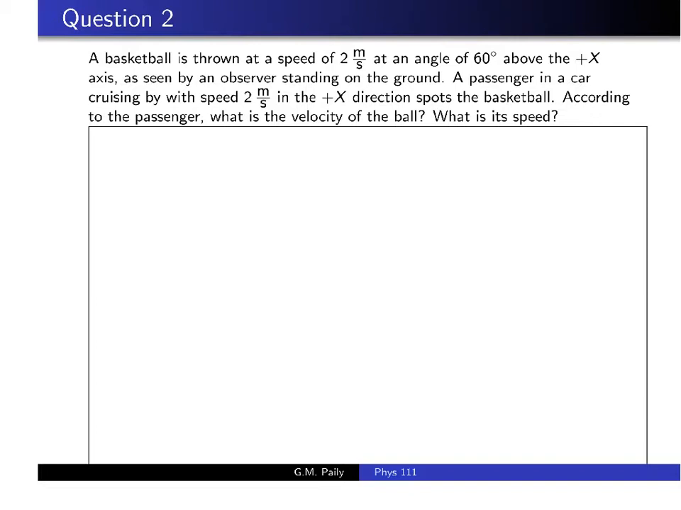Here is another problem. Take a moment to look at it and try and work it out. We will now solve the problem. In every relative motion problem, we need to identify three things: two different observers and the object that they're both looking at. In this case, the object is the basketball. There is one observer on the ground and another observer in the car.